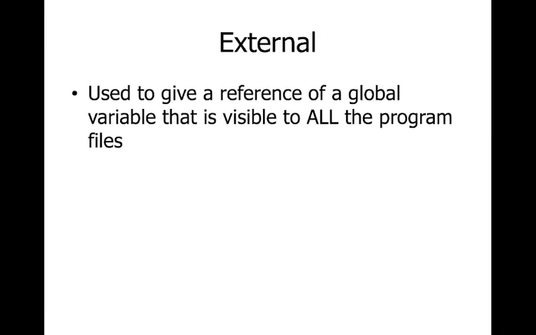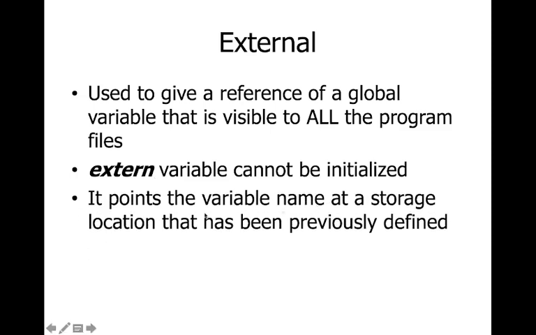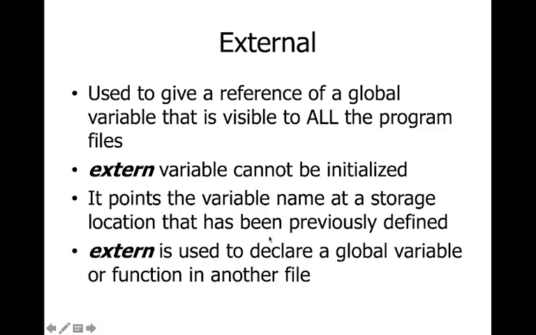So the external variable is used to give a reference to our global variable that is visible to all the program files. If you are declaring an external variable, it will be visible to all the files. If we have two or three files together forming a program, like main.c and other different files, and we use this extern keyword, then a particular variable will be visible in all the C files. It points a variable name at a storage location that has been previously defined, and it cannot be initialized also. No values can be given to that external variable.